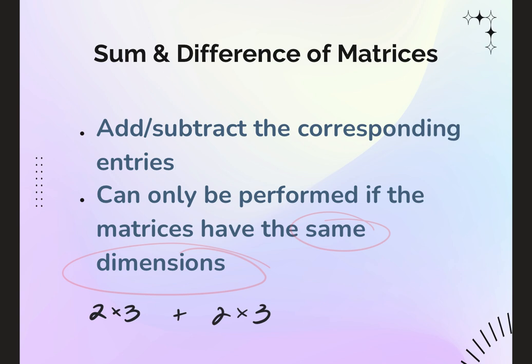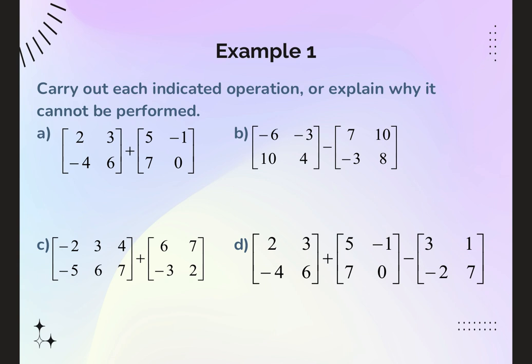And I would say check for that first because it saves you a ton of work. If you can't do it and you start to do it, you've lost valuable time. If you can't do it from the beginning, you would say can't do it. And if it asks why, you would say the dimensions don't line up. So they'll look something like this, or they could look something like this. It says carry out each indicated operation or explain why it cannot be performed.